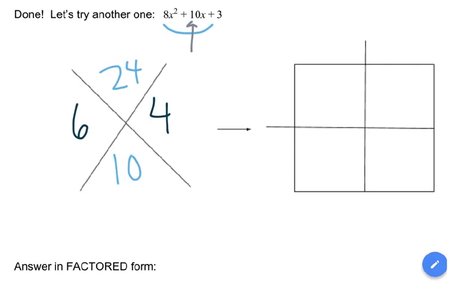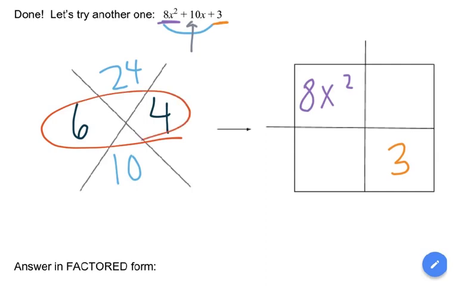Okay, what do we always put on the top left corner? We always put this 8x squared. Okay, what do we always put on bottom right corner? We always put this 3. Okay. And now, what do we fill in the other 2 slots with? Well, the 6 and 4, right? And don't forget to put an x with them. Perfect. And now we work up and down first.